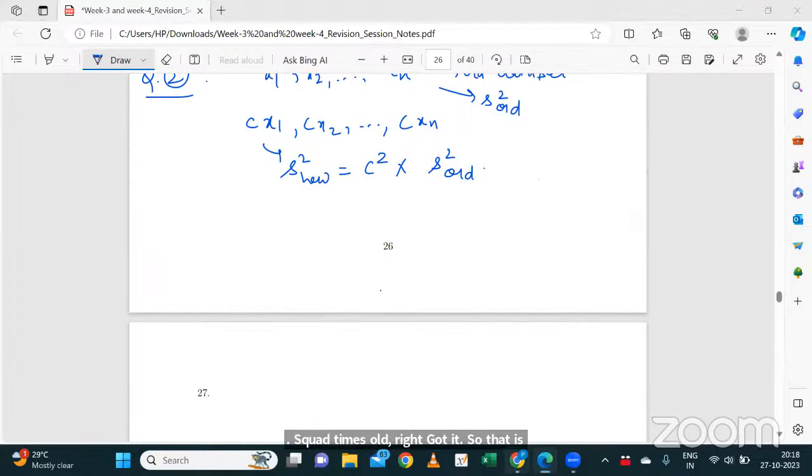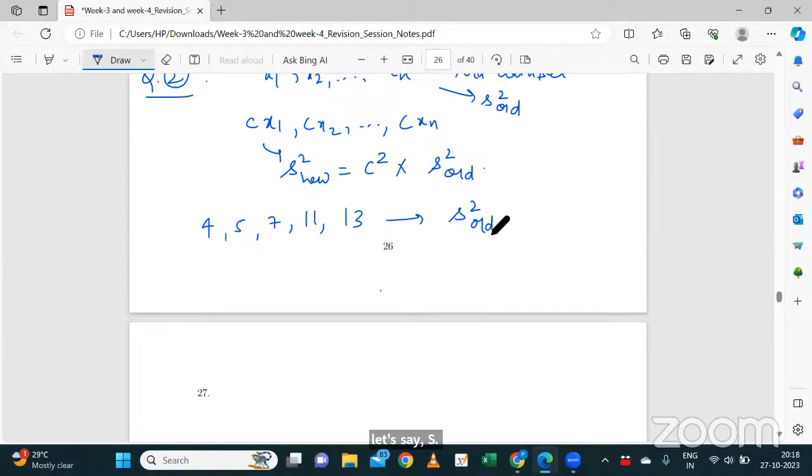What was the data set? 4, 5, 7, 11, 13. Suppose for this data set the old variance is s square. Just assume we don't know the variance. We can compute it, but we can directly do the same thing by using the property.